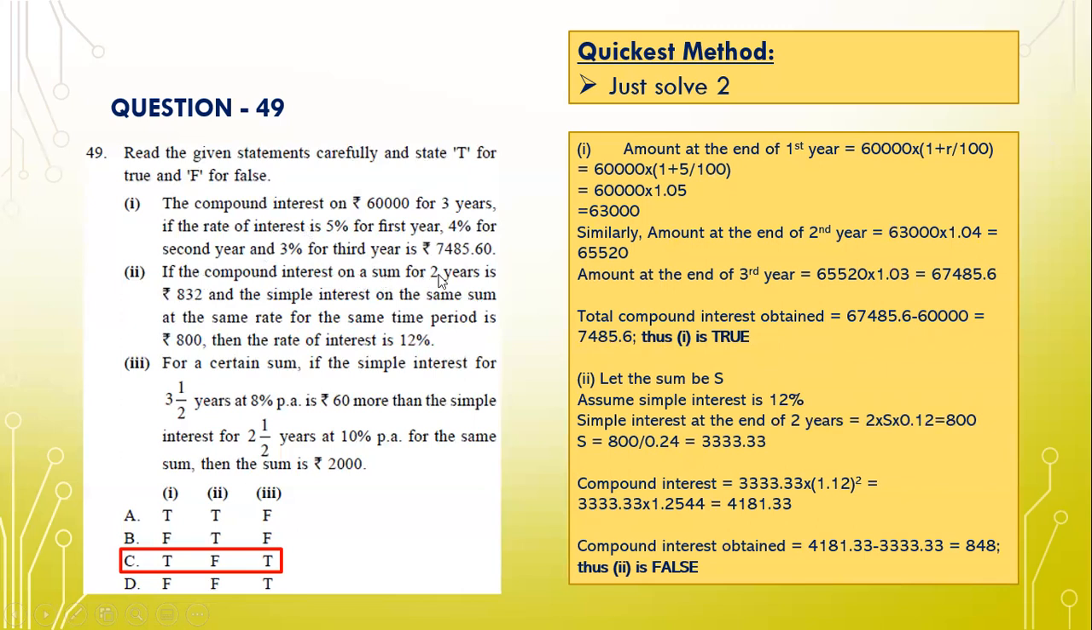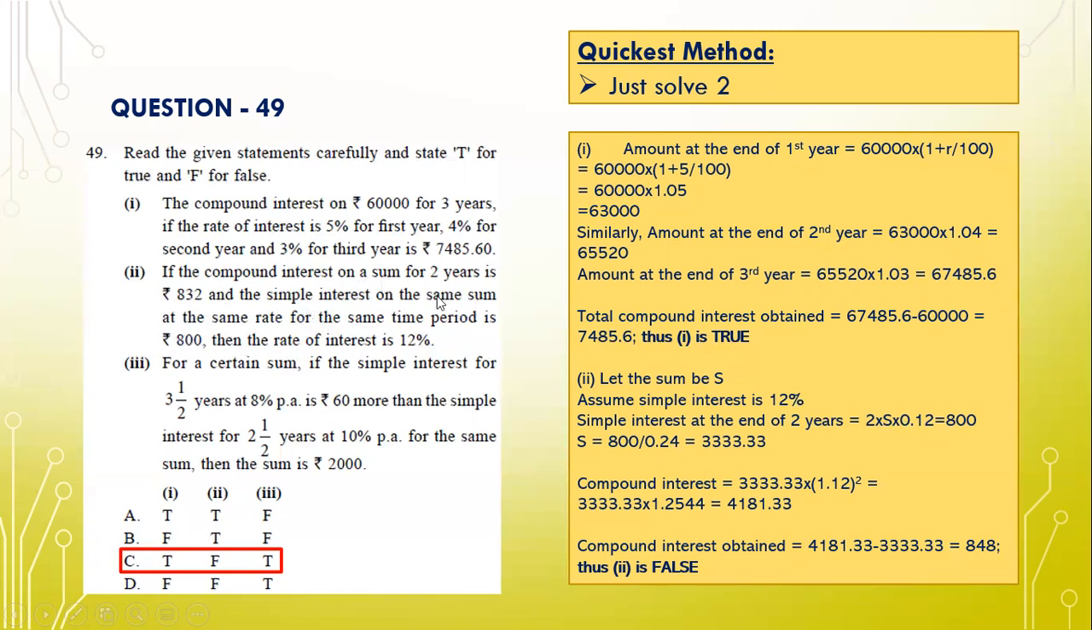If the compound interest on a sum for 2 years is 832 and the simple interest on the same sum at the same rate for the same time period is 800, then the rate of interest is 12%. So here let's assume that the sum is S, and let's assume that this is true, that the rate is 12%. So what is the simple interest at the end of 2 years? Which is 2 times S into rate of interest divided by 100, which is 12 upon 100, is 0.12. So 2 times S into 0.12 is 800.